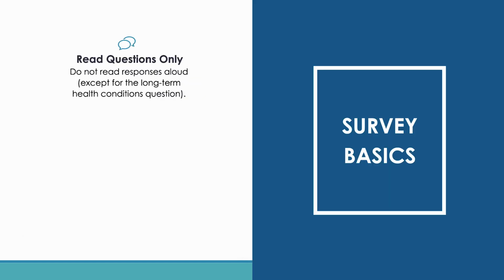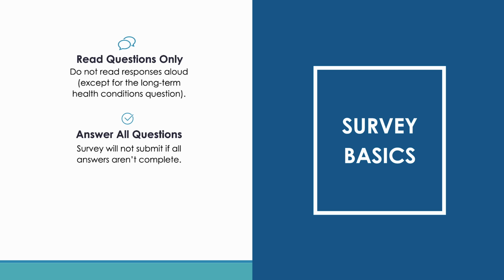Now we'll briefly go over some survey basics before we move forward. This one is important, so make sure to take note of it. You should read each question to the participant, but do not read the responses they can choose from. Just ask the question and let the participant respond in their own words. There is one exception to this rule, which is the question that asks about long-term health conditions. For this question, you will read off each option one by one and wait for the respondent to answer yes or no for each as you go down the list. For all other questions, select the option that best matches the response provided by the participant.